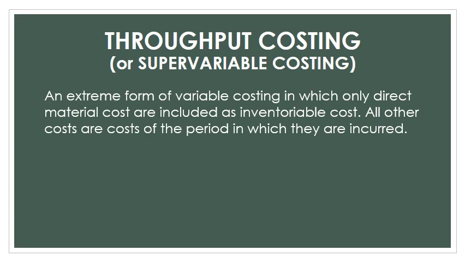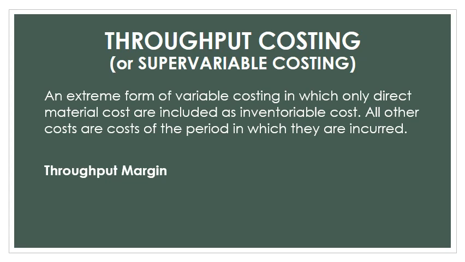And we also have throughput costing or yung tinatawag nating super variable costing. So, bakit sinabing super variable costing? Because this is an extreme form of variable costing in which only direct material cost are included as inventoriable cost. So, kumbaga, ang kinoconsider niya lang as inventoriable or product cost ay yung direct material cost. The direct labor and other factory or manufacturing overhead ay period cost na kahit throughput costing or super variable costing. Okay? All other costs are cost of the period in which they are incurred.